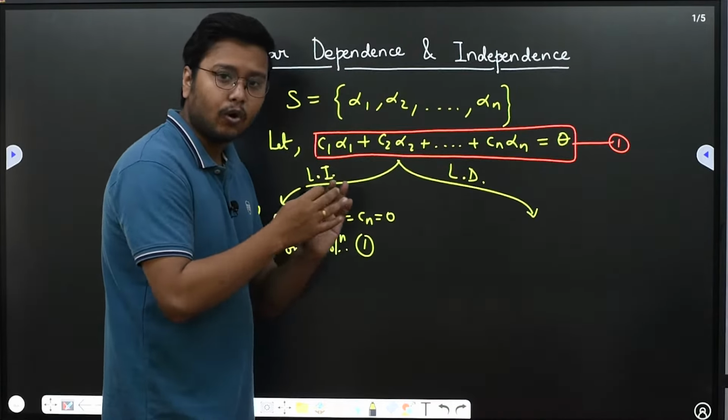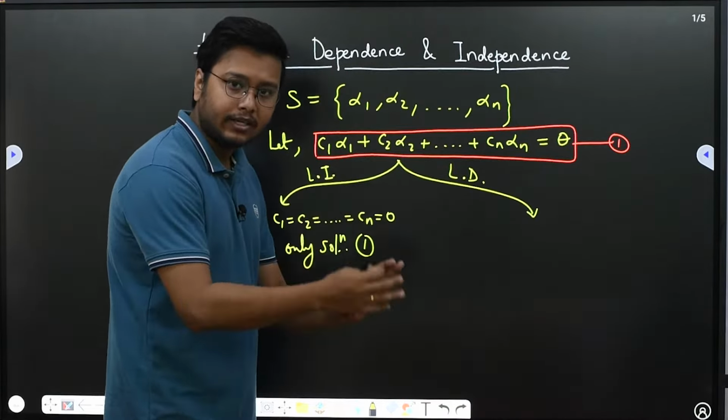Now if there exists an alternate solution to this, then at least one of the constants has to be non-zero. So if at least one of Ci, for whatever index i, is not equal to 0 for any i equals 1 to n, then this set S, this set of elements, is going to be called linearly dependent. Okay, so these are the two definitions of linearly dependent and independent sets.